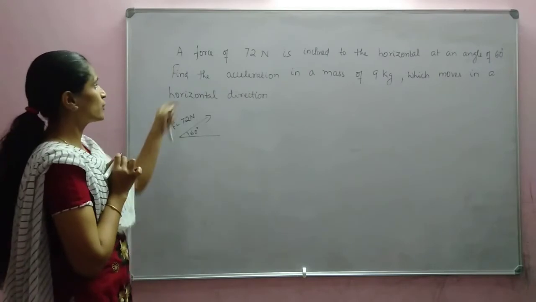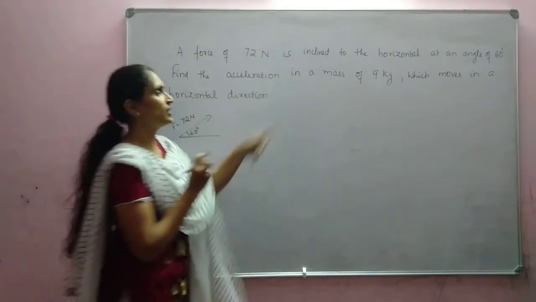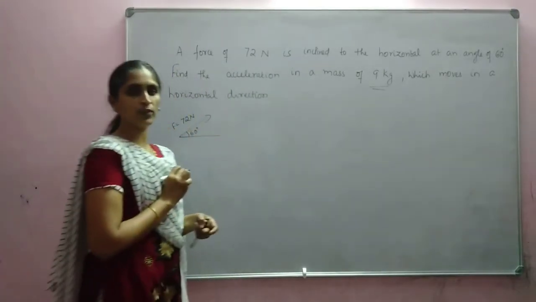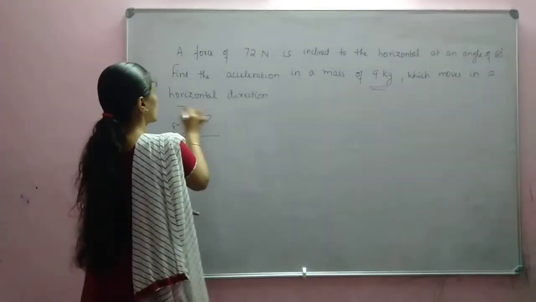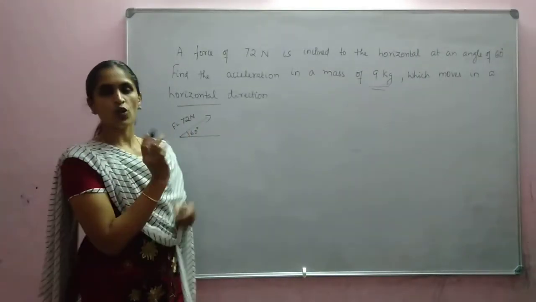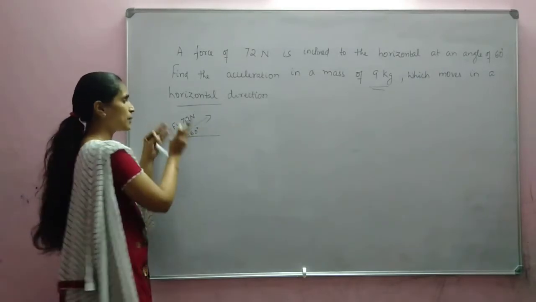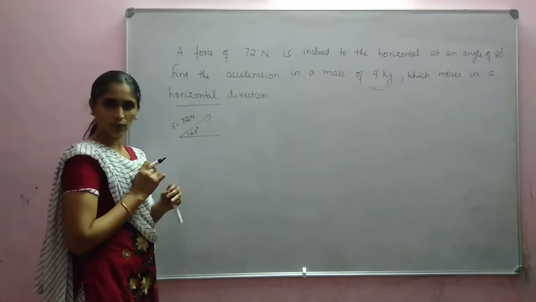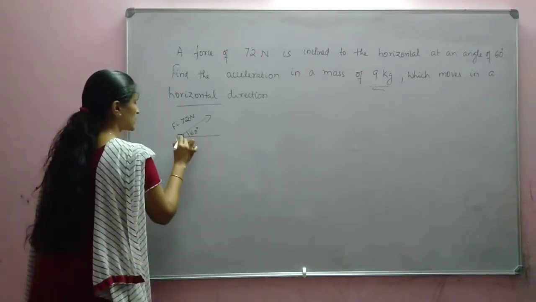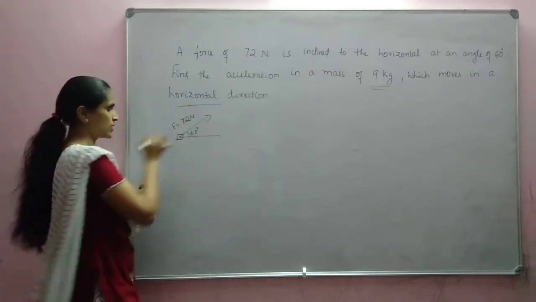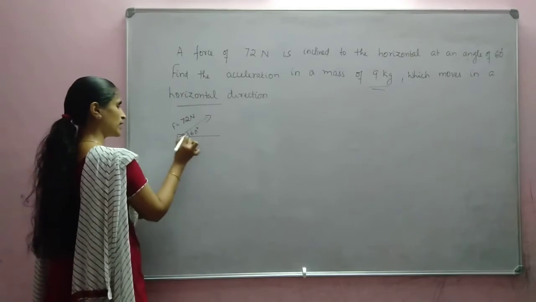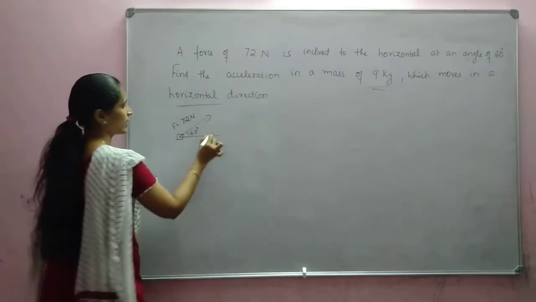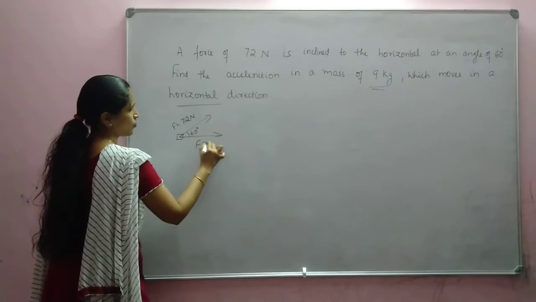Now what we have to find? We have to find the acceleration of a mass of 9 kg. What's the specialty of that object? It is moving in the horizontal direction. So only the horizontal component of this force will contribute to the motion of this object. So what is the horizontal component? With the 60 degree angle, the component along this direction is F cos theta.